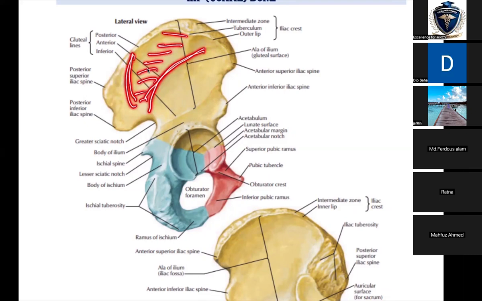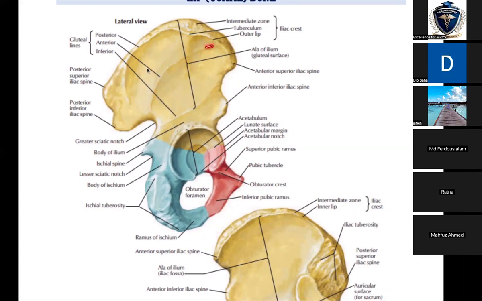This area, in between the anterior and posterior gluteal line, is where the gluteus medius muscle originates. Are you clear, guys? If you are asked where the gluteus medius originates, what is the origin? Between the anterior and posterior gluteal line of the ilium.